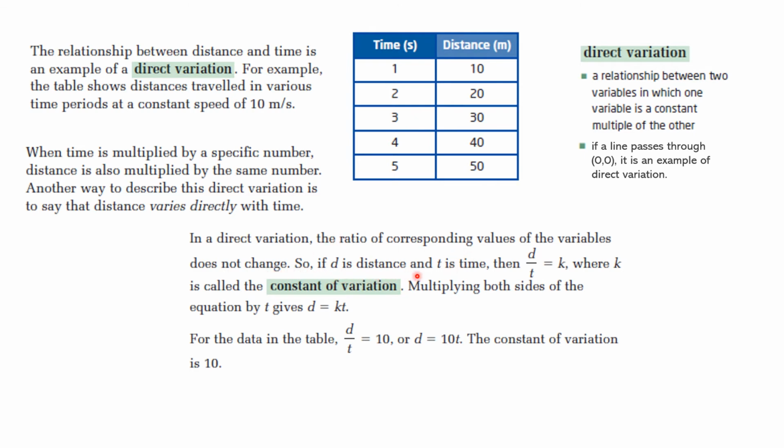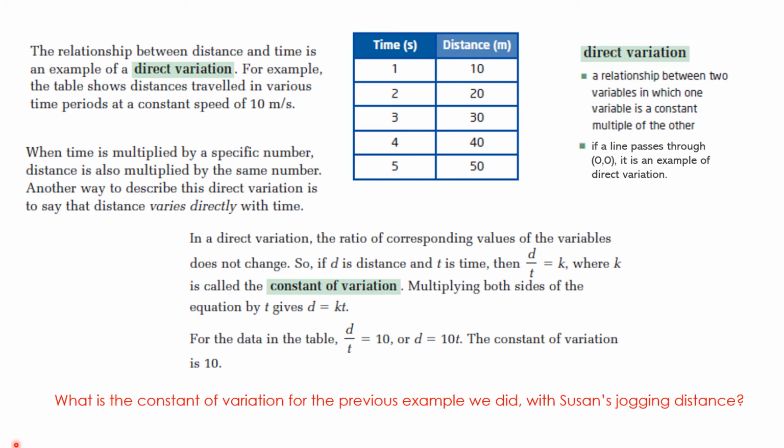So if D is distance and T is time, what we can do is take any D value, like 30, divide it by the T value, 3, and you're going to get K. So K is that number, in this case it's a 10. K is called the constant of variation. So you don't have to worry too much about all of these little formulas. The constant of variation is whatever you're multiplying your x value by to get your y value. That's your constant of variation.